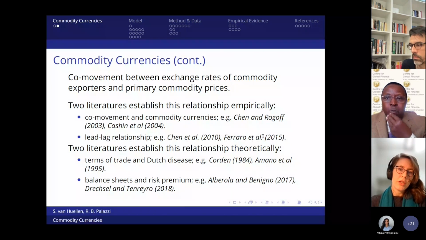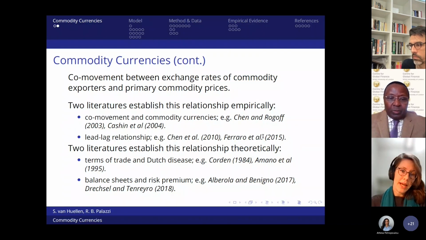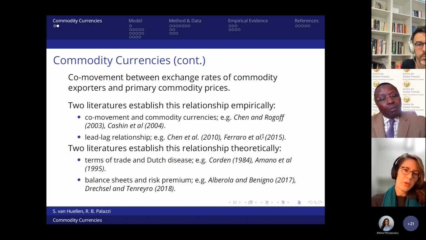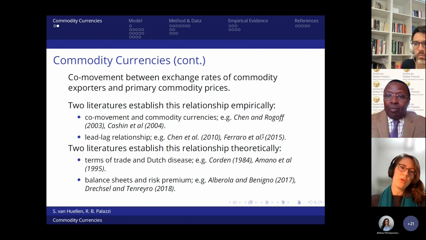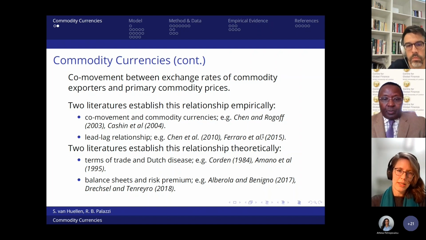So there's a very old literature from the 80s and 90s, which is basically the Dutch disease models, right? Gordon's Dutch disease model and the focus on terms of trade. Now, these theoretical models, although they're quite old, have motivated some of the analysis in commodity currencies from a theoretical point of view. So terms of trade here is understood as the main transmission channel through which commodity prices impact the exchange rate.